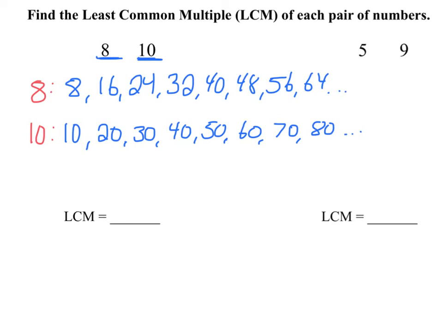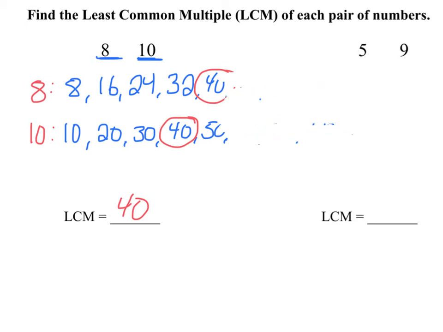What numbers did I have in common? And more importantly, what was the first number I had in common? Well, in this case, the first number that works for both 8 and 10 is 40. So if I was trying to build a number with an 8 and I was trying to build the same number with a 10, the smallest number that I could create using both of those is 40. It's the smallest multiple that's common to both 8 and 10.